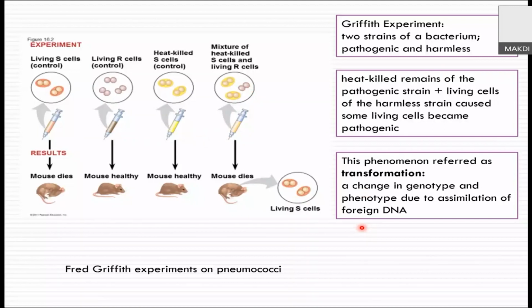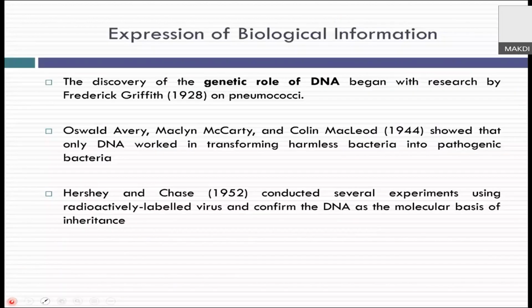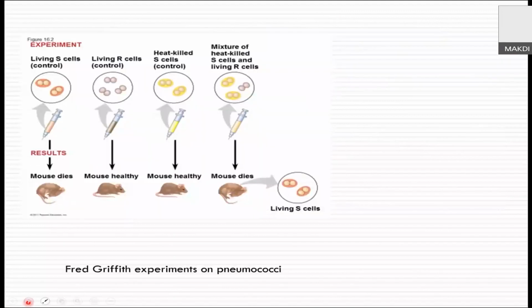Okay, after the experiment by Frederick Griffith, Oswald Avery, McCarthy, and McLeod continued this experiment and showed that only DNA works in transforming harmless bacteria into pathogenic bacteria. Because in Frederick Griffith's experiment, they heat-killed the pathogenic bacteria. But when you heat-kill the pathogenic bacteria, not just DNA remains active.